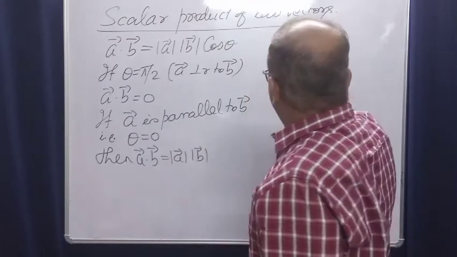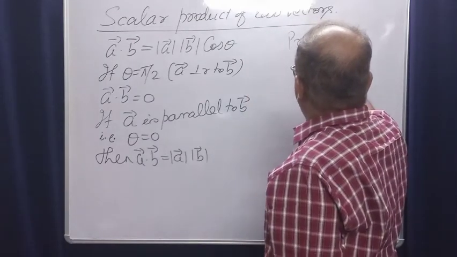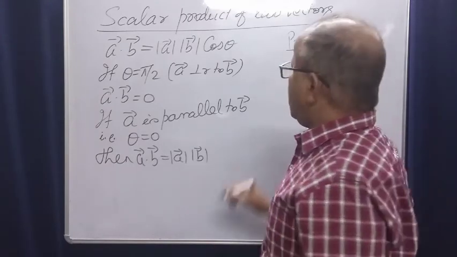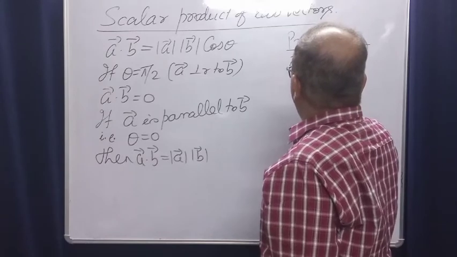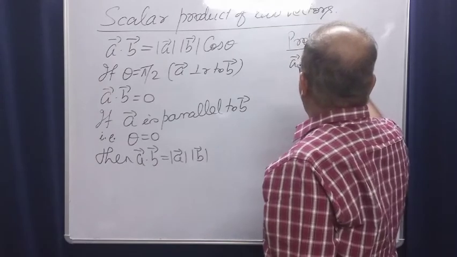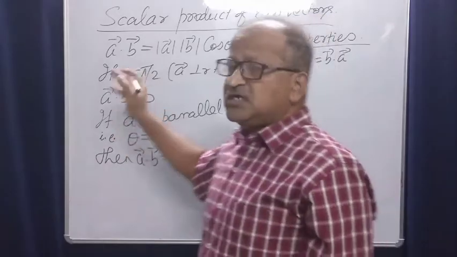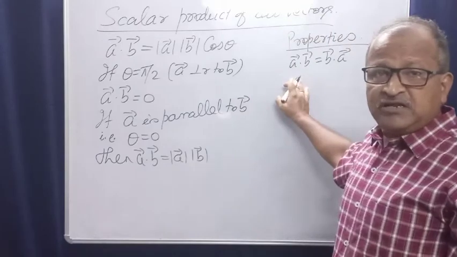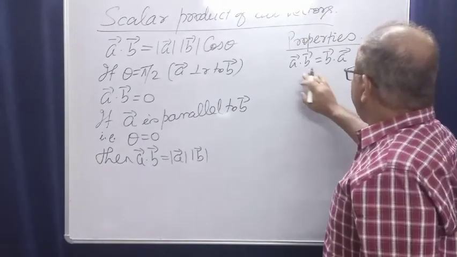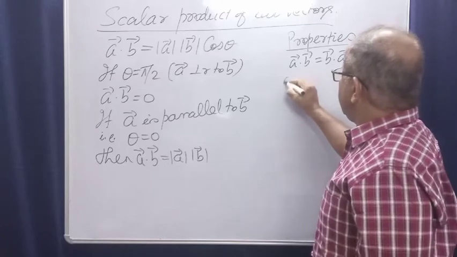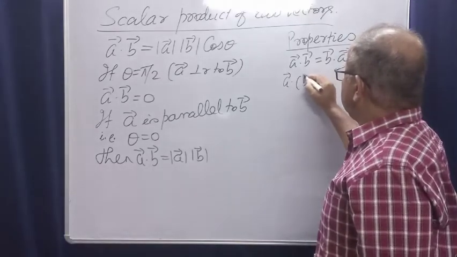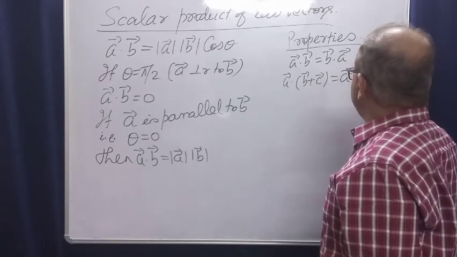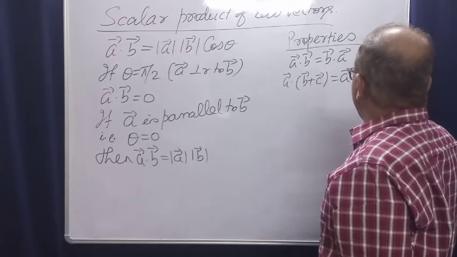Then properties. We have already discussed the properties. You see, A dot B is equal to B dot A. Why? Because cos minus theta is equal to cos theta. So A dot B is equal to B dot A. Then it is also distributive: A dot (B plus C) is equal to A dot B plus A dot C, right?